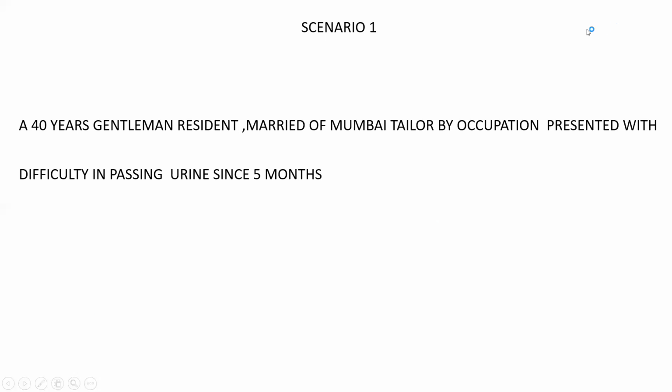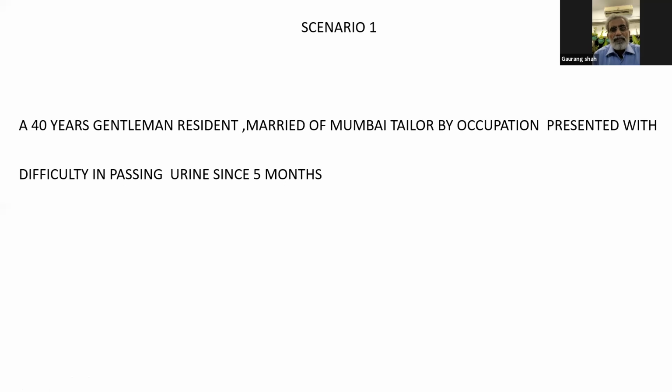So the first case is about a 40-year-old gentleman, resident of Mumbai, married, tailor by occupation, presented with difficulty in passing urine since 5 months. Okay. So Rajesh, this is the history. Now, sir, what are the questions you want to ask?